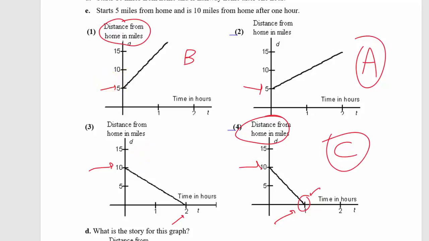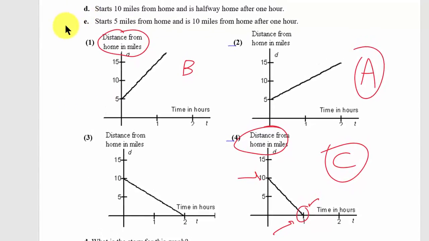And again, I'm going to clean up my graphs and we're going to work on letter D. Okay, so graph D, again, we start 10 miles from home, so that's got to be either graph 3 or 4. And I'm halfway home after 1 hour. So if I'm 10 miles from home originally, after 1 hour, I should be halfway home, that means I should be 5 miles from home after 1 hour.